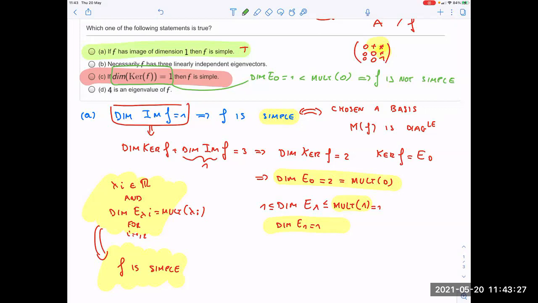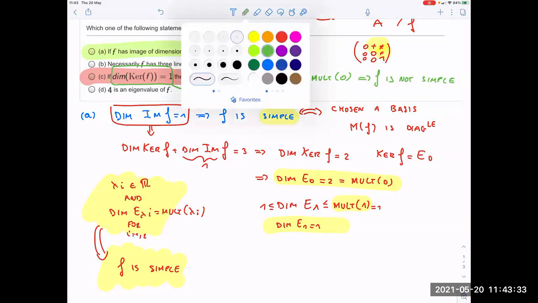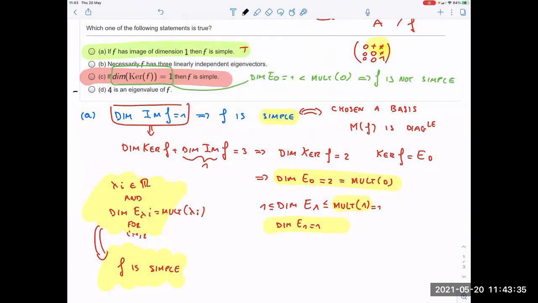Okay, good. Now, can you tell me why D is false, for example? It's a very silly question, but we want to revise and to learn how to play this game. So can you tell me why D is false?